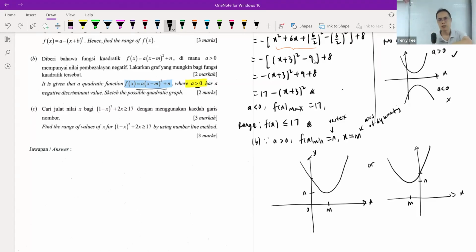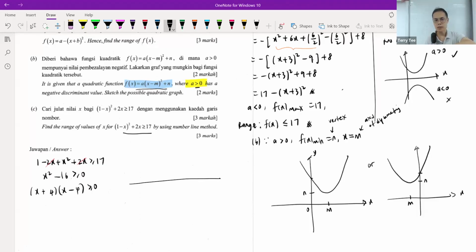All right, now let's move on to part C. Find the range of values of x for which this inequality is greater than 17 using the number line method. So let's expand now. 1 minus 2x plus x squared plus 2x greater equals 17. x squared, the minus 2x and 2x you can cancel. 1 minus 17, negative 16, greater equals 0. We can factorize with double brackets: plus 4, minus 4.